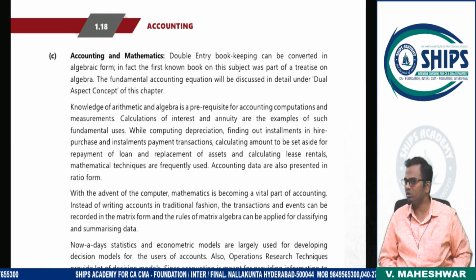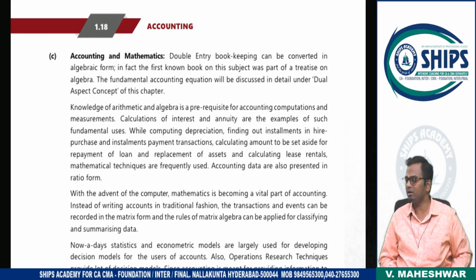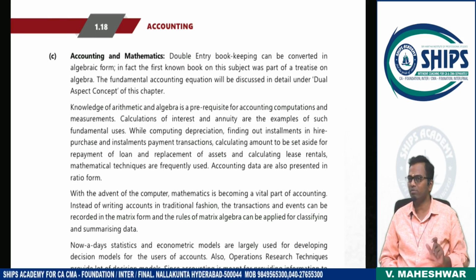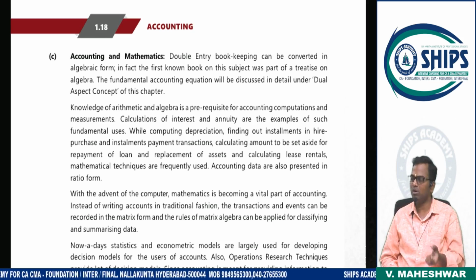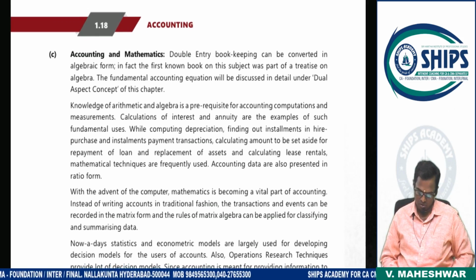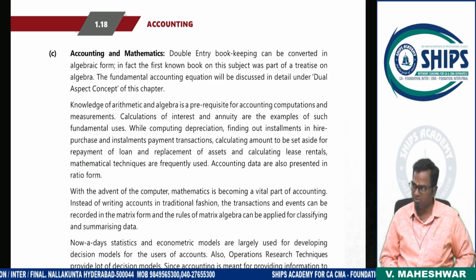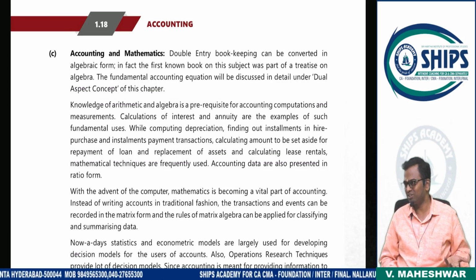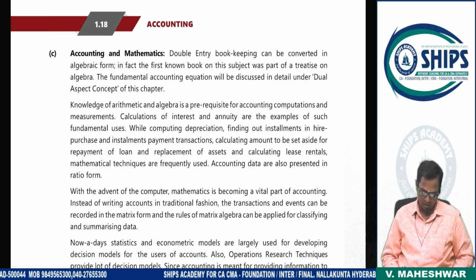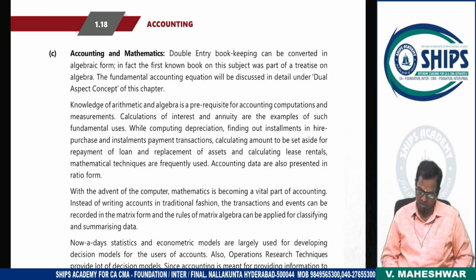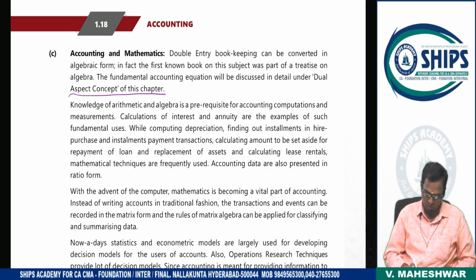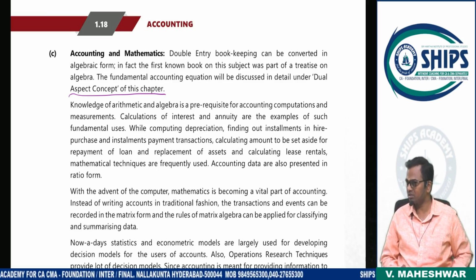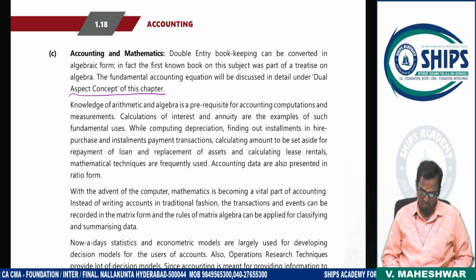Next one, accounting and mathematics, which means addition, subtraction, multiplication and division. How are we doing it in accounting, sir? Yesterday I said it. We never write anywhere a plus or minus. When it is negative, we write it in brackets, but we are taking it as mathematical inductions here. So double entry bookkeeping can be converted into an algebraic form. Just now I said it. What is algebra, sir? Addition, subtraction, multiplication and division, what we had done in school life. In fact, the first known book of this subject was part of a treatise on algebra. The accounting equation will be discussed in detail under the dual aspects of this chapter. When we go further, there we discuss such a point. That was accounting as mathematics.